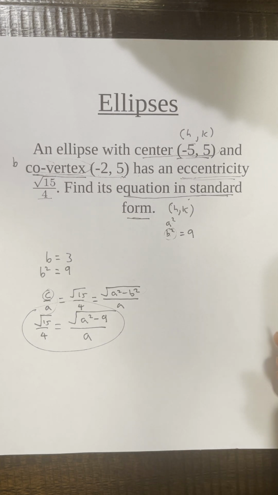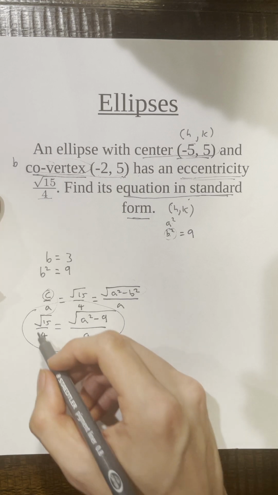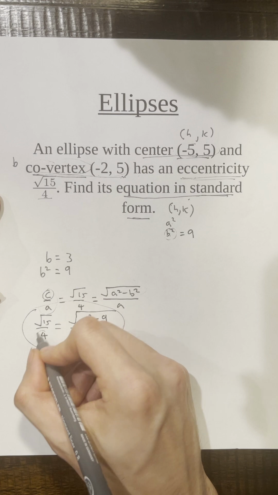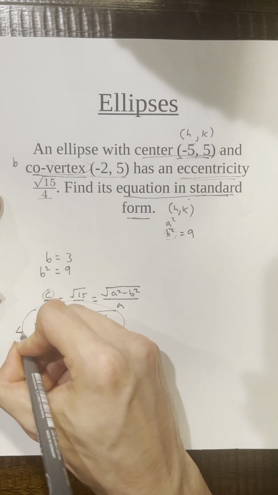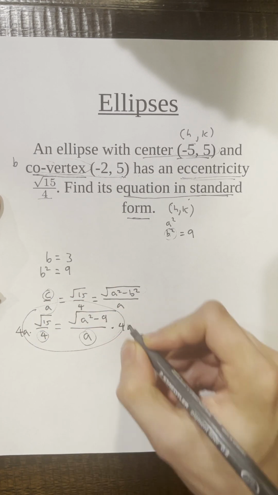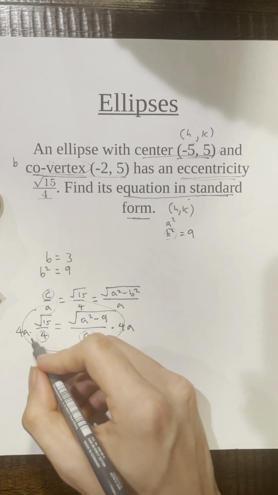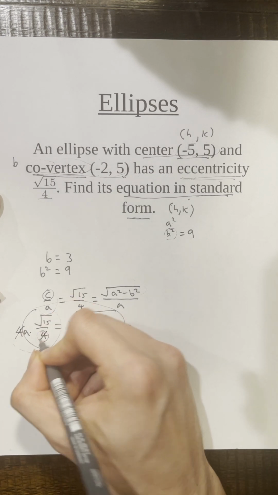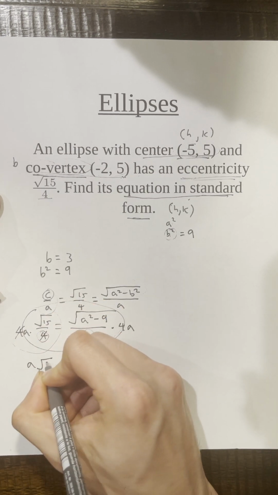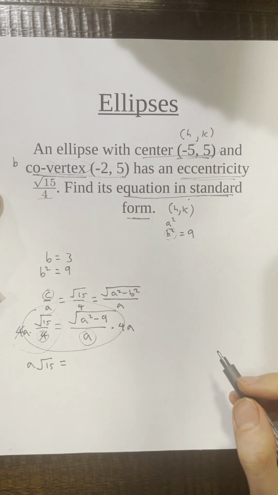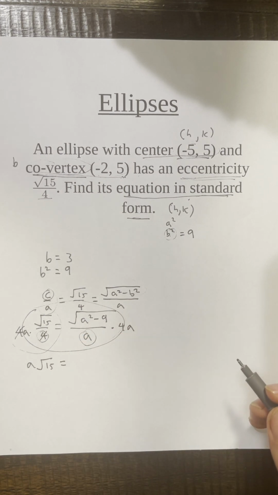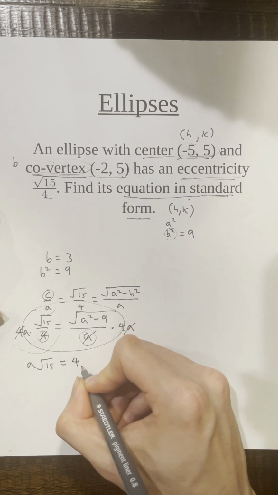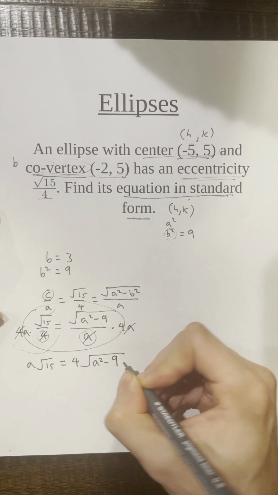So how do we solve this? Well, I don't like working with fractions. So let's multiply both sides of this equation by this times this. So by 4a. This is what we call clearing the denominators. So what does this left-hand side turn into? Well, we can cross out the 4's, and we're left with a times root 15. What happens to the right-hand side? So this turns into 4 root a squared minus 9.